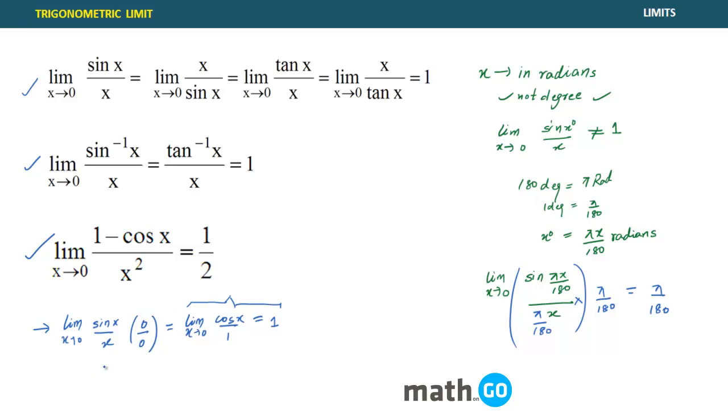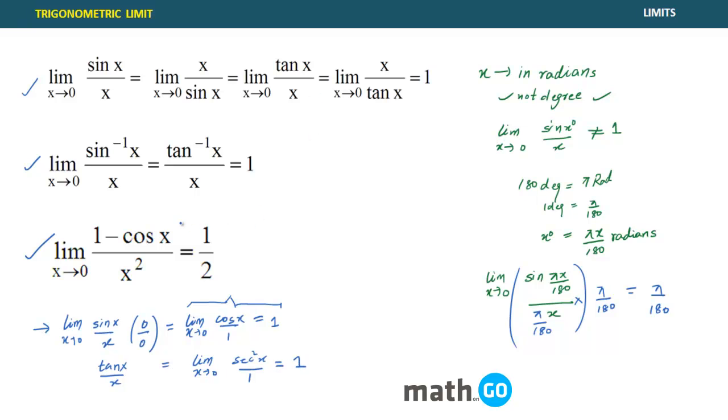Okay. Similarly, if you want to solve tan x by x, we know that the derivative of tan x will be secant square x, and the derivative of x will be 1. So again the answer is 1, because secant square 0 is 1.